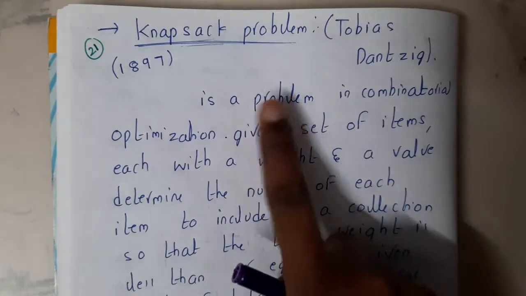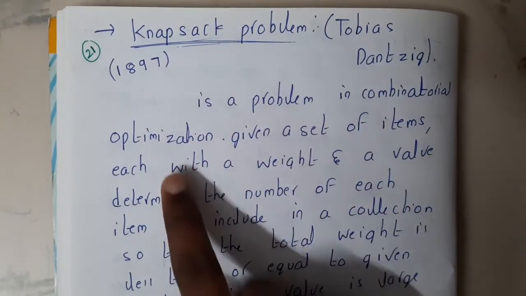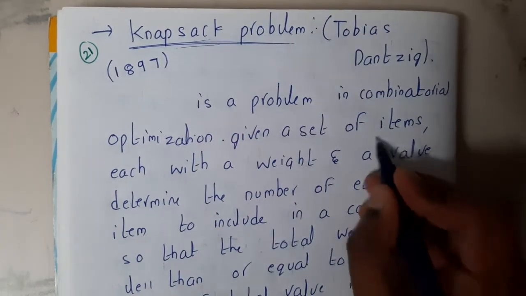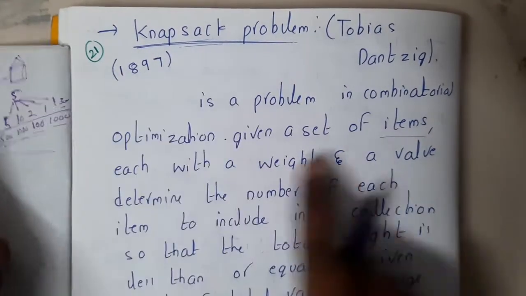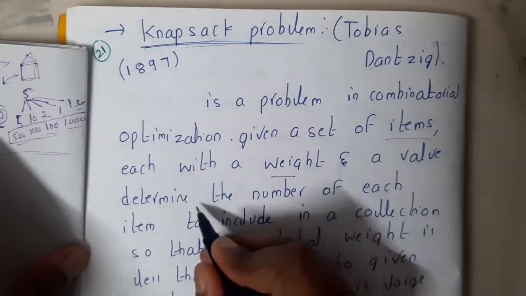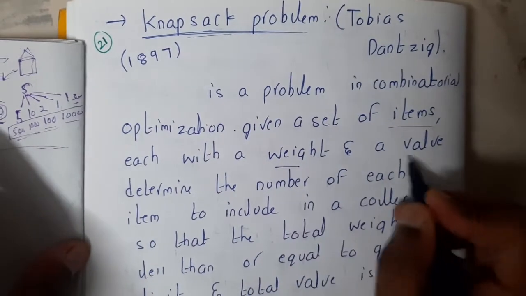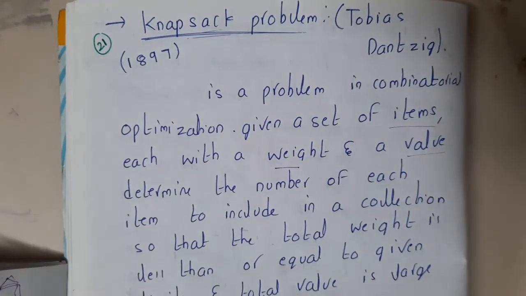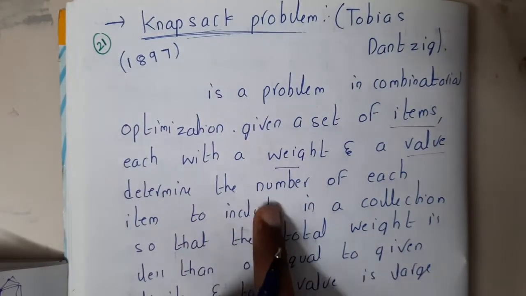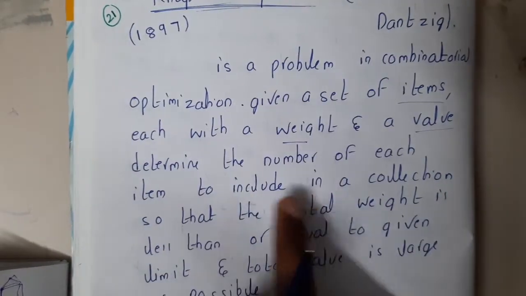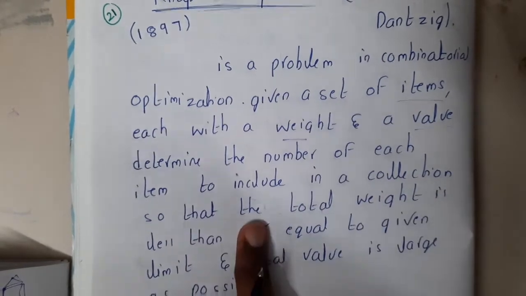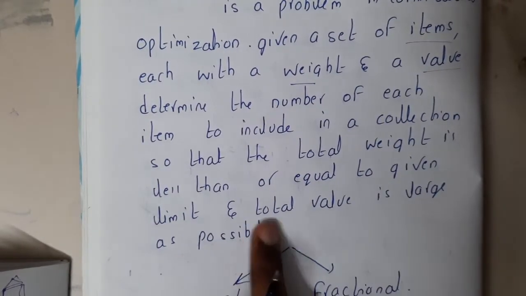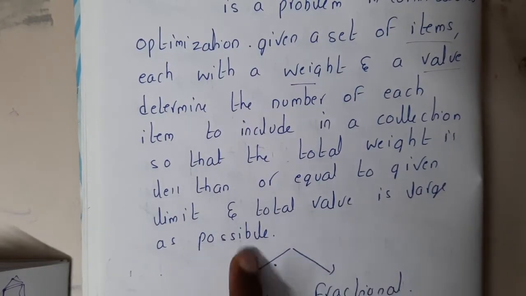The knapsack problem is a problem in combinatorial optimization. Given a set of items, I told you, these are the 5 items, each with a weight and a value. Here we have weight and profit, but they call it value instead of profit. The goal is to determine the number of each item to include in the collection, so that the total weight is less than or equal to a given limit and the total value is as large as possible.